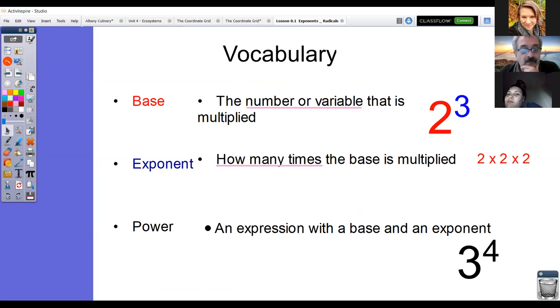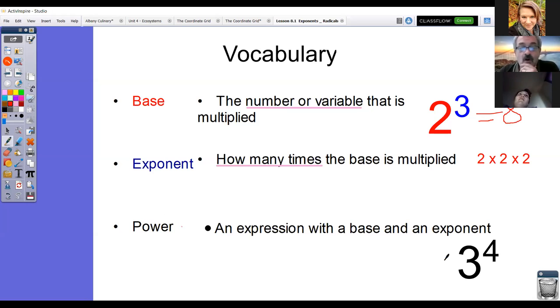I'm going to move this over here. Here we go. All right, so the base is your big number. That's the number or variable that is going to be multiplied. Okay, so the exponent is this number, the 3, and that just tells you how many times this 2 is going to be multiplied. So if you read this together, it would be 2 to the third power, which would be 2 times 2 times 2. 2 times 4 is 8. So this is actually going to equal 8. It's a different way of writing it.